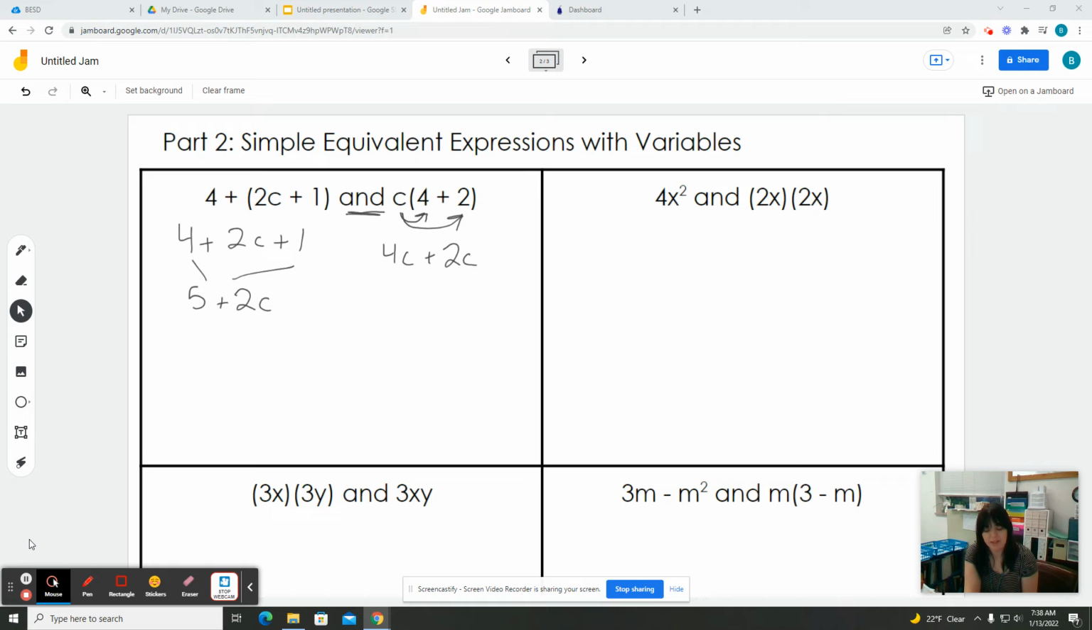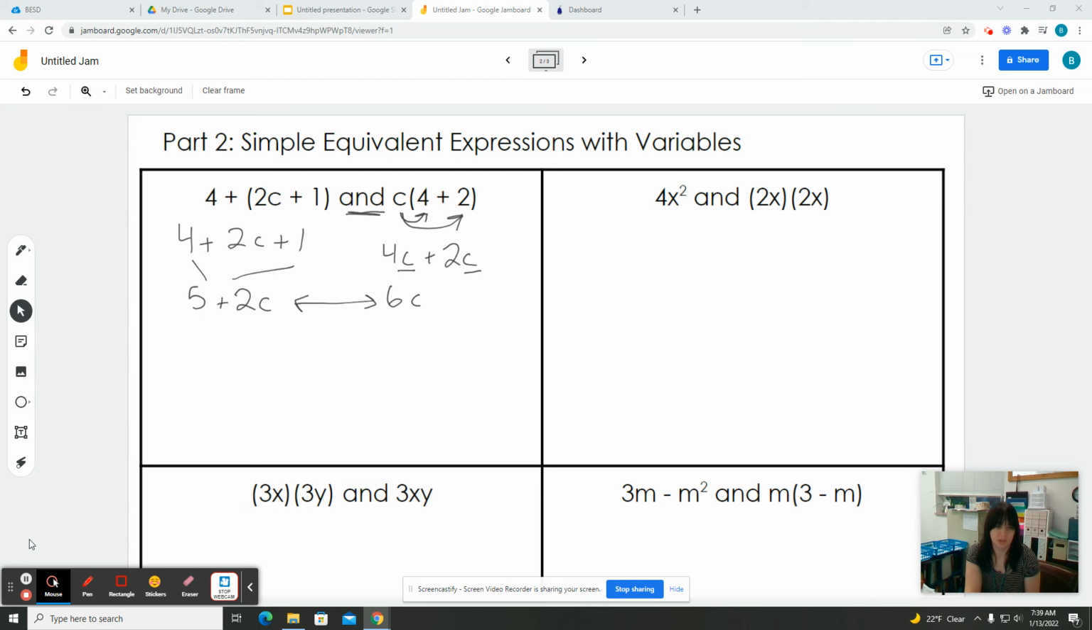Okay, and because these both have c in them, so you see how this term has c, this term has c? Because they both have c, and c is the only variable that they both have, we can put those together. We have 4c plus 2c. So that just means we have 6c, like that. Okay, so these are our two expressions. On one side we have 5 plus 2c, and on the other we have 6c.